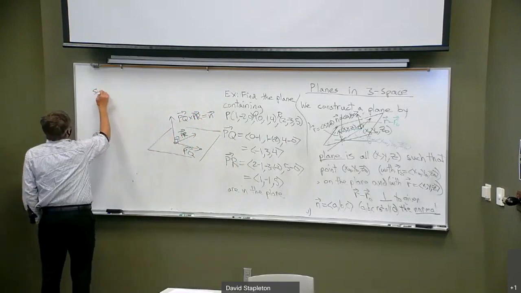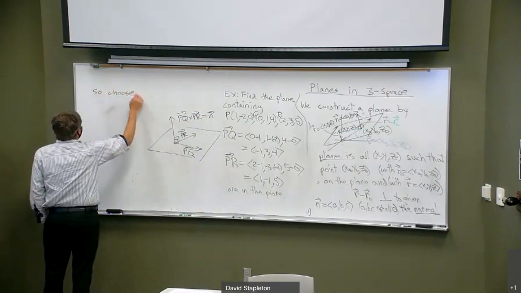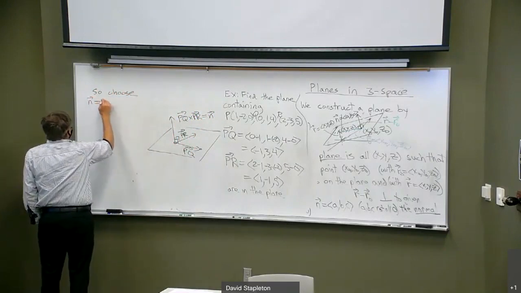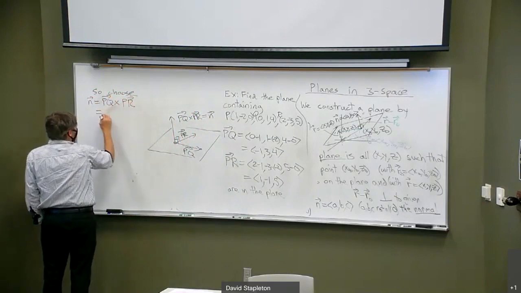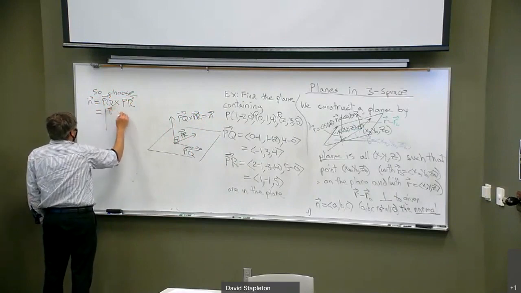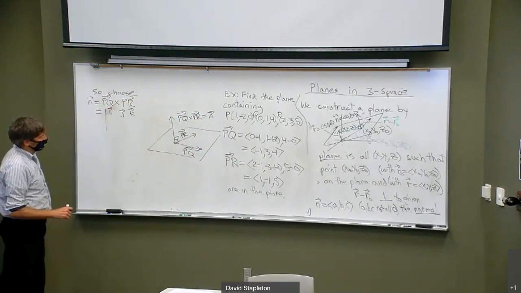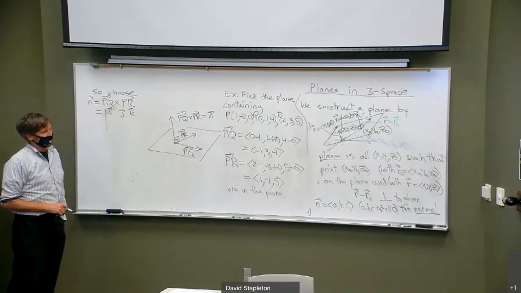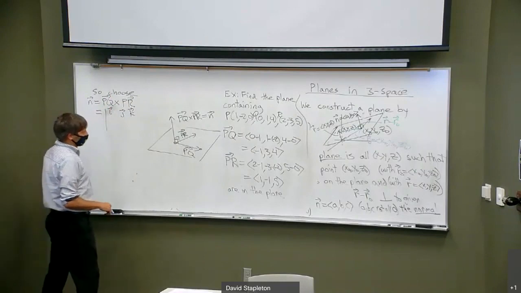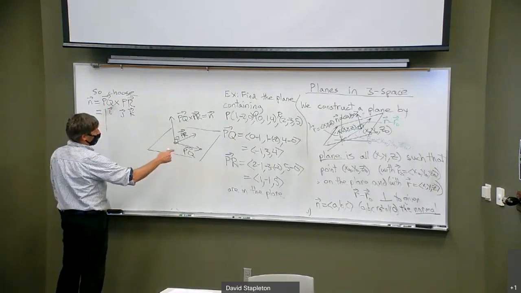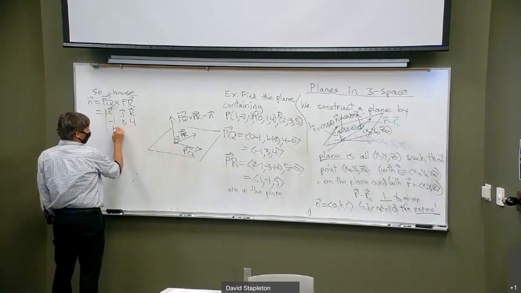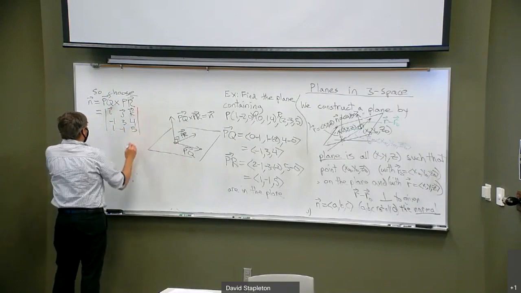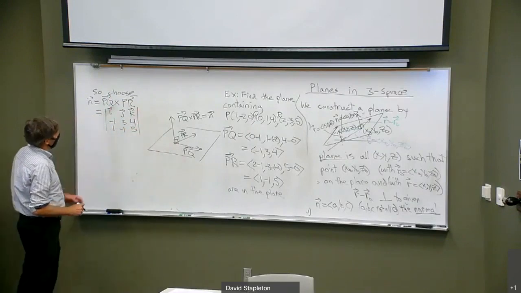So we choose N equals PQ cross PR, which is, well, we can use the determinant. By the way, I should mention somewhere along here, there was one of those famous physicists, I've forgotten which one, who developed a nice rule for doing this. Here's P, and here's PQ, and here's PR, 1, minus 1, 5. So we need this determinant to get the cross product.